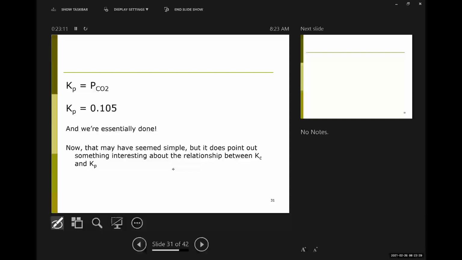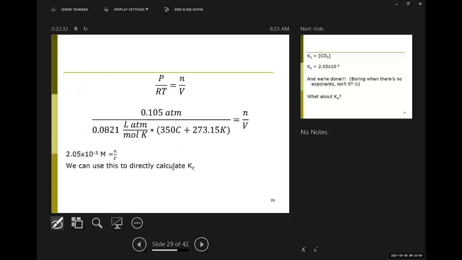And this problem, kind of boring, really. Didn't have any fancy exponents. Honestly, didn't even really need an ICE chart. How disappointing. I only bring it up because it is the general relationship between Kc and Kp on display in a relatively simple problem. Because here it is. My Kc depends on molarity, which is n over V. My Kp depends on pressure. They're directly related through my gas law.